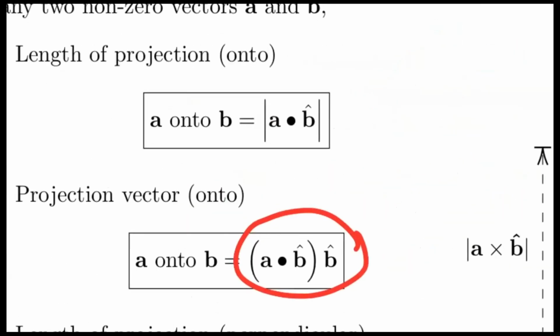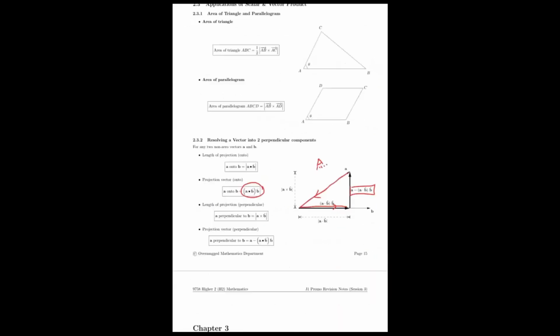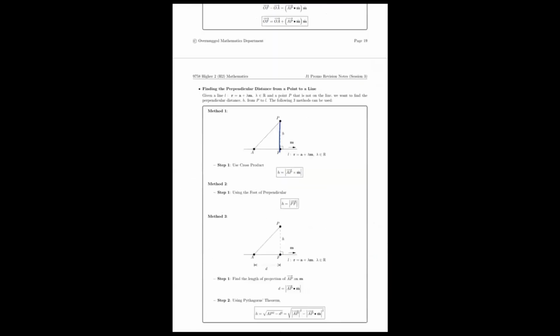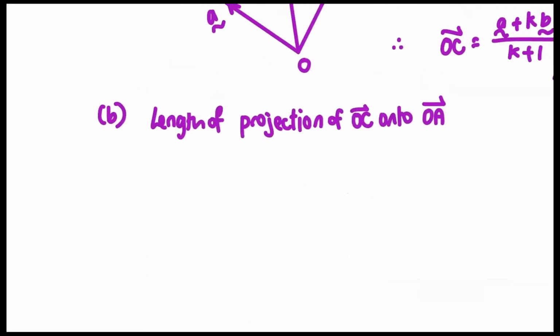Length of projection. Somewhere here. There we go. Length of projection onto the vector, so it'll be A dot B cap. That's the formula, A dot B cap. Now, if you forgot how to break down the B cap portion, just watch how I do it. Be careful of the way that it must be written.